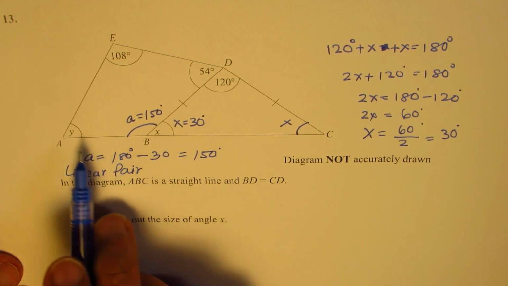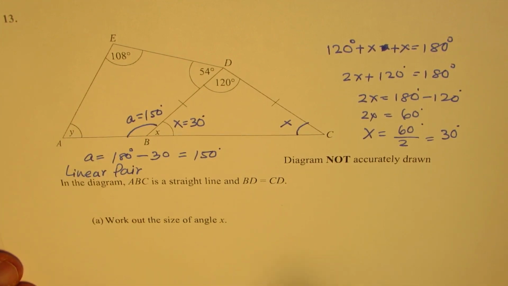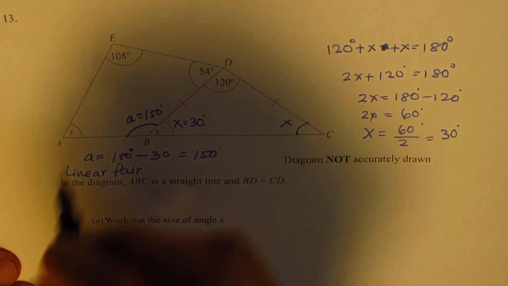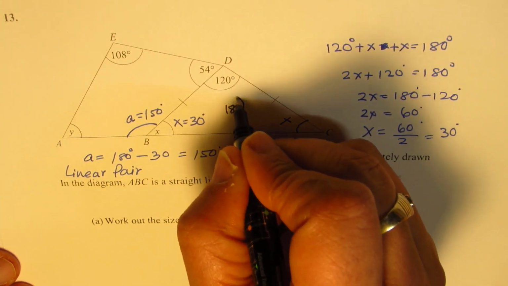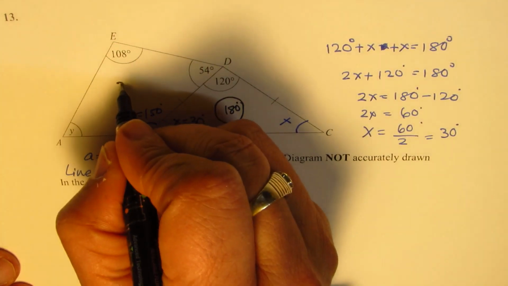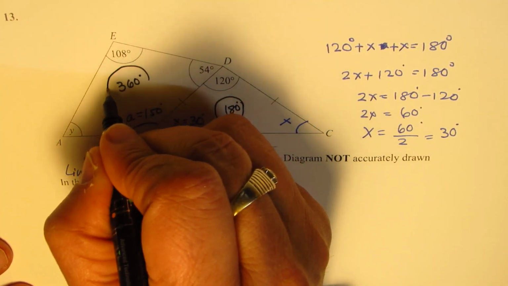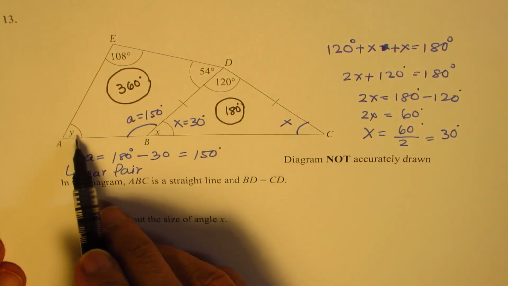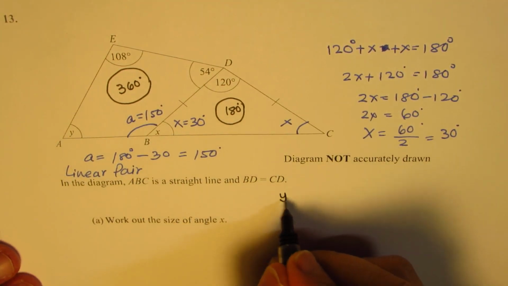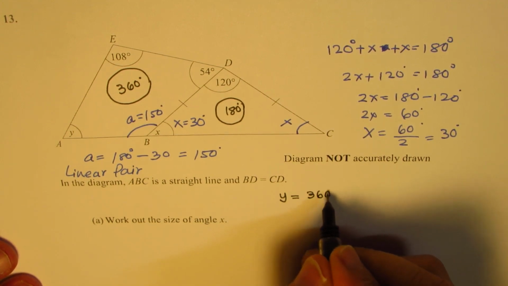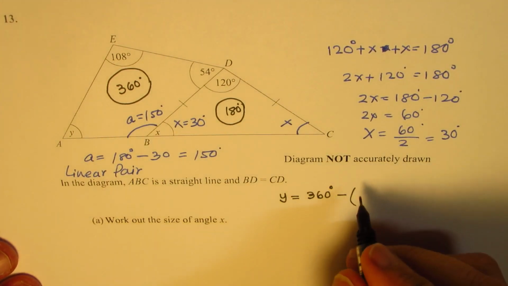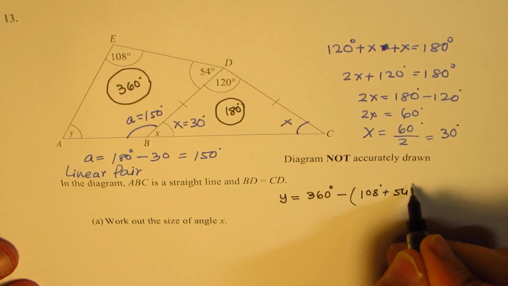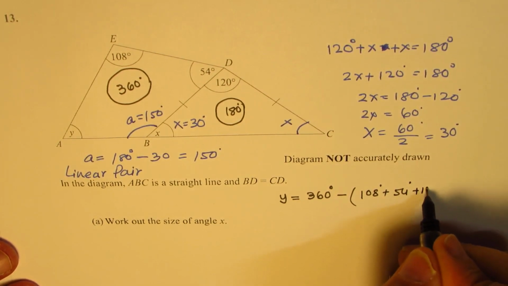And now we need to find the value of y, correct? So the value of y will be, all this sum is 360, right? This sum is 180 for this triangle, and a quadrilateral is 360 degrees. Perfect. So their sum should be 360. So to find the value of y, we say y is equal to 360 degrees, take away all this, which is 108 plus 54 plus we found 150, correct?